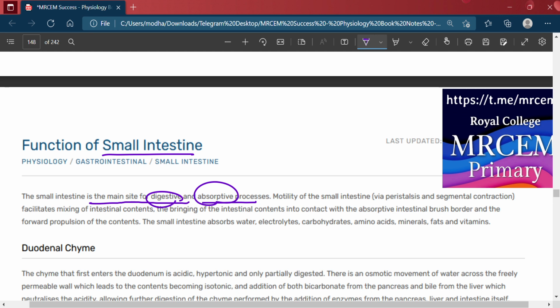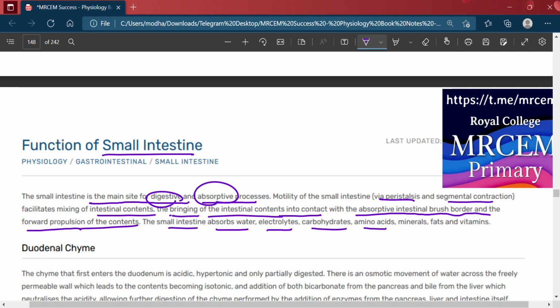Mostly in the small intestine, via peristalsis and segmental contraction, it facilitates mixing of intestinal content, bringing of intestinal content into contact with the absorptive intestinal brush border, and the forward propulsion of the contents. The small intestine absorbs water, electrolytes, carbohydrates, amino acids, minerals, fat, and the vitamins. Okay, so what we have seen is that the small intestine is the main site for the digestion and the absorption process.